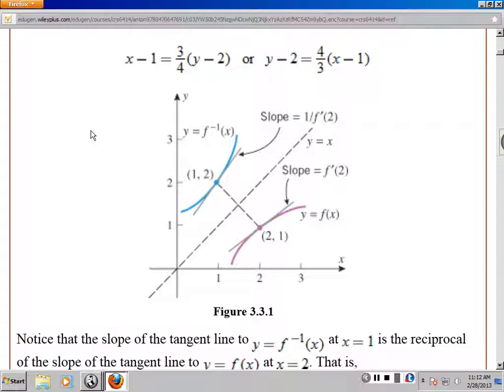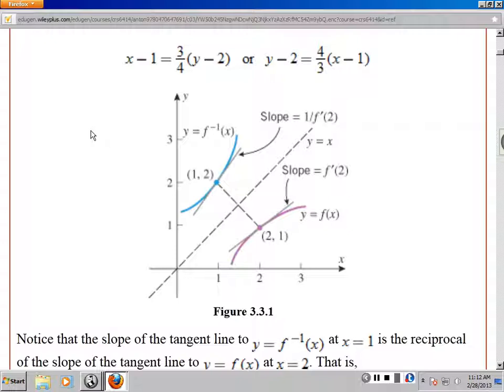They're just placeholders for plugging into one function and getting out something else. So if I plug a into my function and get out b, that means if I plug b into my inverse, I get out a. That's the relationship. It also turns out that these two relationships of the slopes are related.